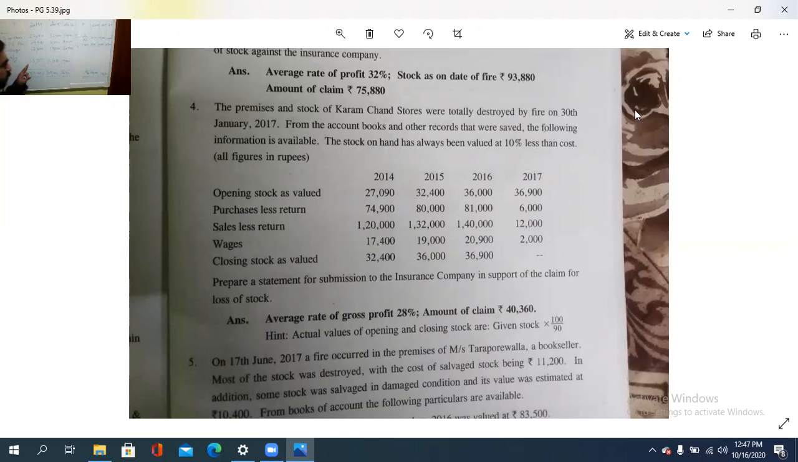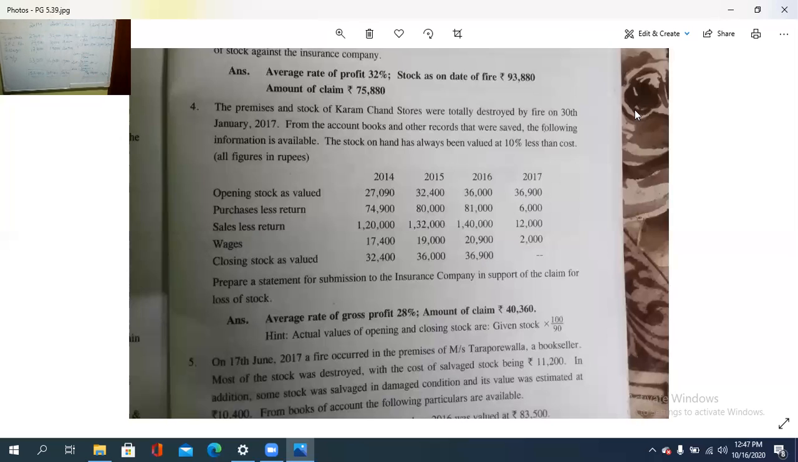For the first year 2014, 33,010 divided by 1,20,000 into 100. Second year 2015, it is 36,600 divided by 1,32,000 into 100. Then 2016, it is equal to 39,000 divided by 1,40,000 into 100.